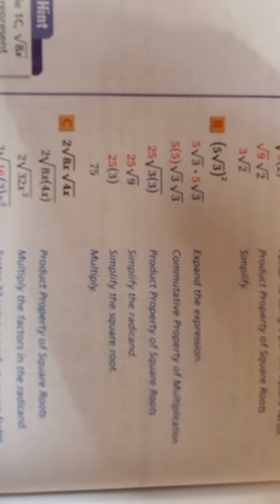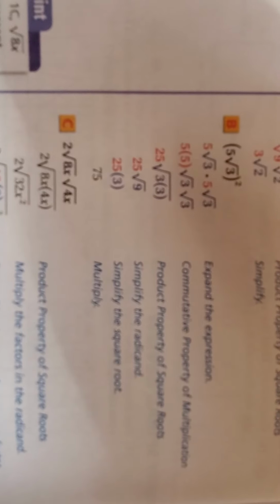Secondly, 5 root 3, all in parentheses, squared. That means 5 root 3 times 5 root 3. You're going to multiply the parts that are red together, the 5 times 5, and get 25. Square root of 3 times square root of 3, well, that's square root of 9. Square root of 9 is just 3. And finally, if you take 25 times 3, you get 75.